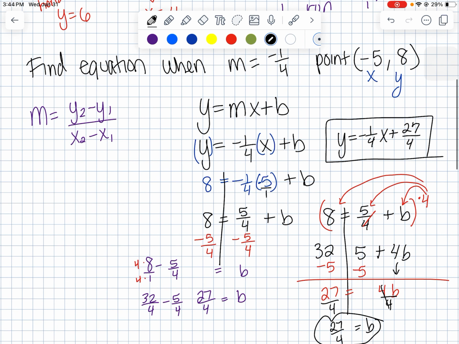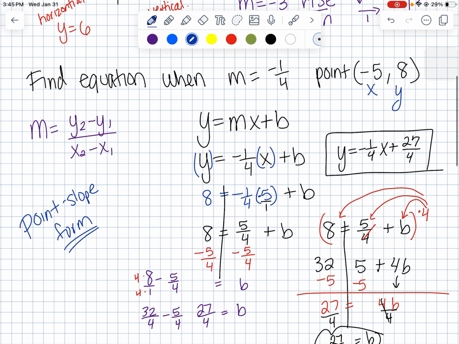So first you have to find your slope, then you use one of the points that was on your line to help you solve for your b. The other way of doing it is to look at point-slope form, but I'm not going to review that. But if you want to look it up and look at how to do that, that's another option for those problems. All right, I hope that helps.